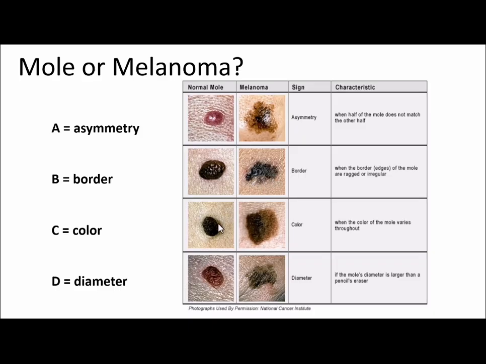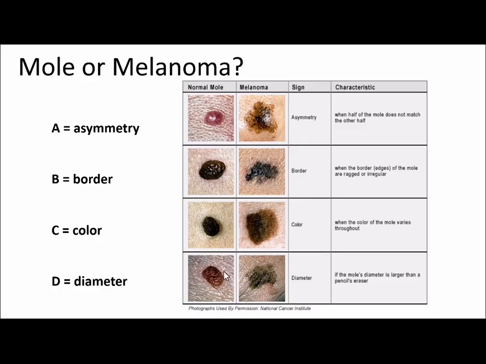Then we have C for color. Do we have one color, like what would be in a mole, or do we have varying shades? Do we have different colors present in the area, like darker brown or black over here, spreading to a lighter brown and even almost yellowy on the edges right here? Then we have D, or diameter.